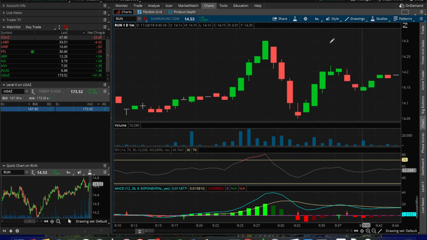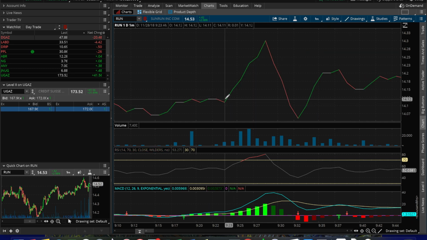And you don't see everything in between with a regular line chart. You just see the open and close. You don't see the in between. You don't see the high and low. So that's the main difference between line and candlestick.